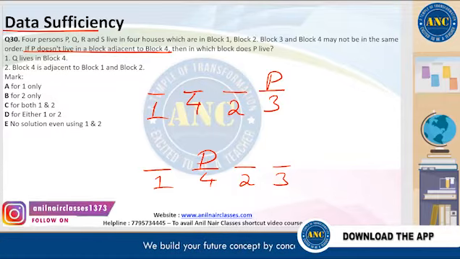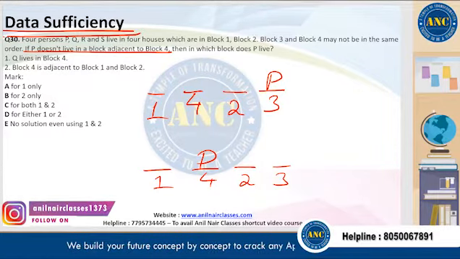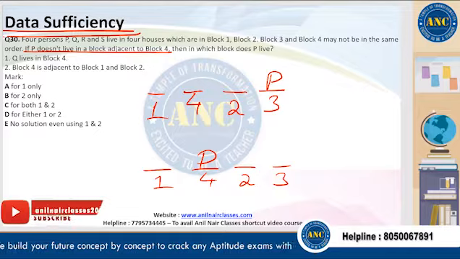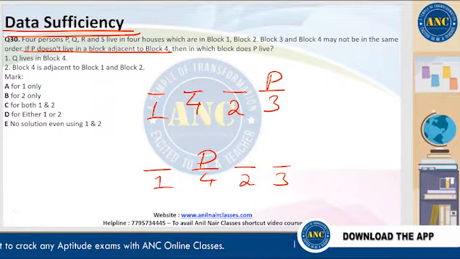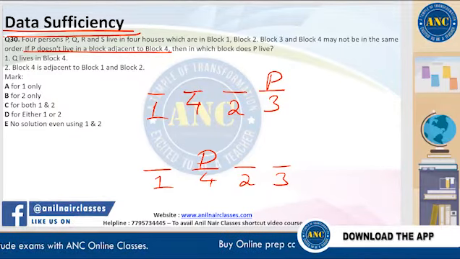One important part of data sufficiency is you have to get a single answer. Now we got multiple answers. We got to get a unique answer. So P can either live in block 3 or live in block 4. So we cannot get an answer here.